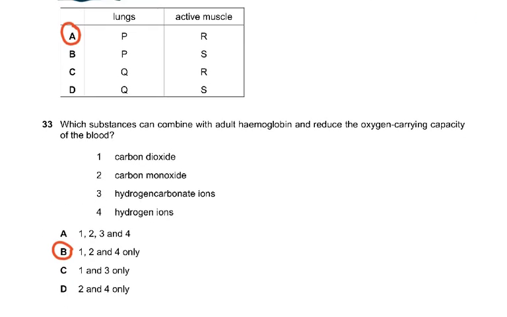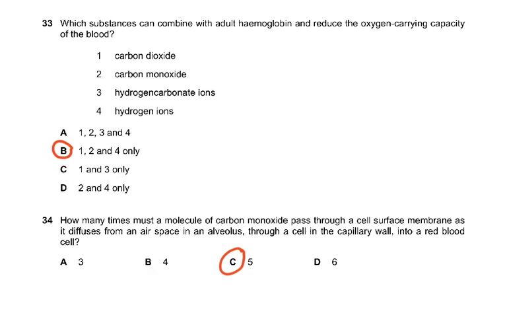Then coming on to question number 33. Which substances can combine with adult hemoglobin and reduce the oxygen carrying capacity of the blood? Will it be carbon dioxide? Will it be carbon monoxide? Will it be hydrogen carbonate ions? Will it be hydrogen ions?